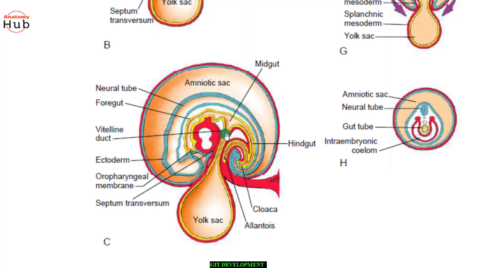You can see here in this figure, the root of the connecting stalk contains a slender endodermal hindgut diverticulum called the allantois, that you can observe here in the figure. The fate of the allantois we'll discuss in another video.